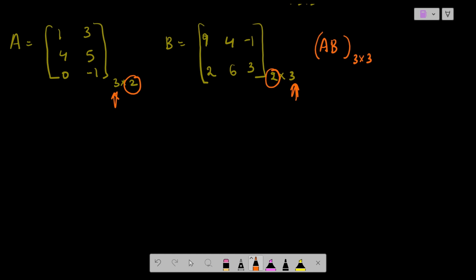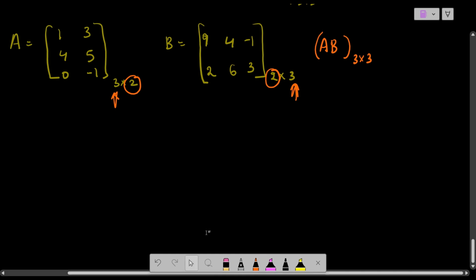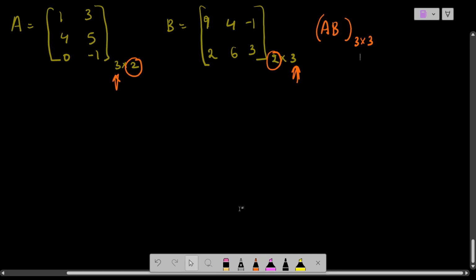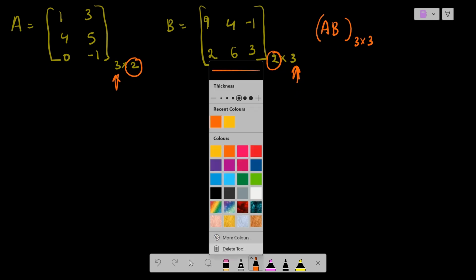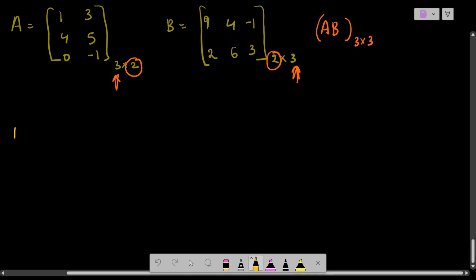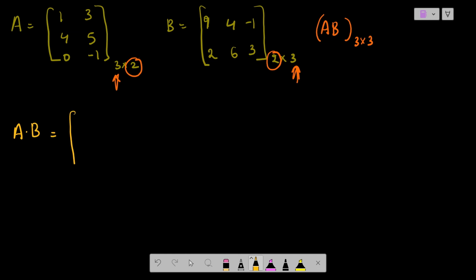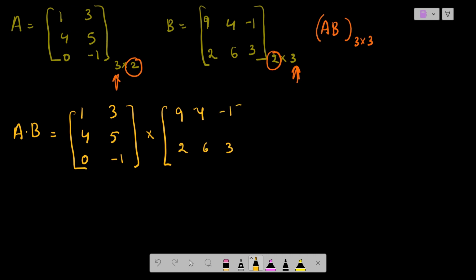Now, try to understand carefully how I am doing the multiplication. Did you understand students? Check carefully. A into B I am doing. First one is A: 1, 3, 4, 5, 0, minus 1, and into B: 9, 4, minus 1, 2, 6, 3. How to do this I am going to explain here. Try to understand carefully students.